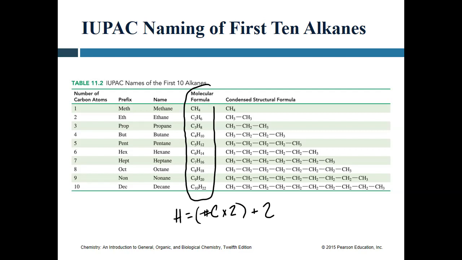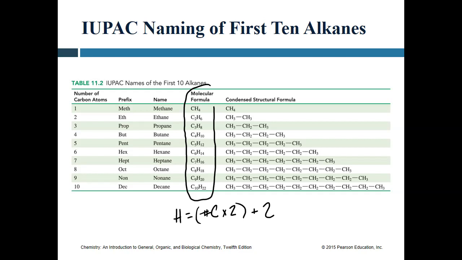Methane, 1 carbon. Double it, it's 2. Add 2 more, it's 4. CH4. Hexane, 6 carbons. Double it, it's 12. Add 2 more, it's 14. Decane, 10 carbons. Double it, it's 20. Add 2 more, it's 22.